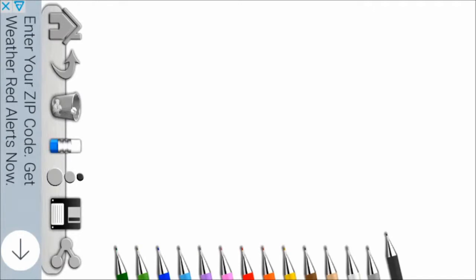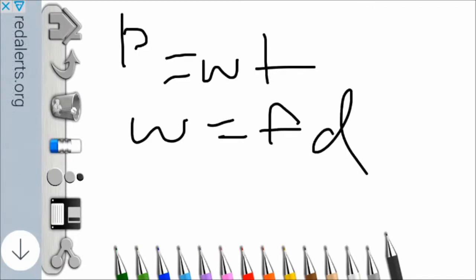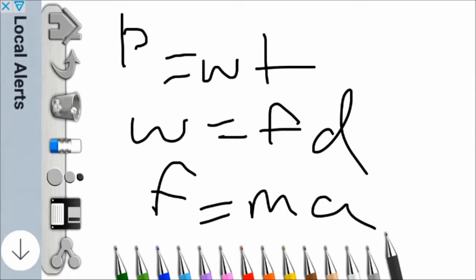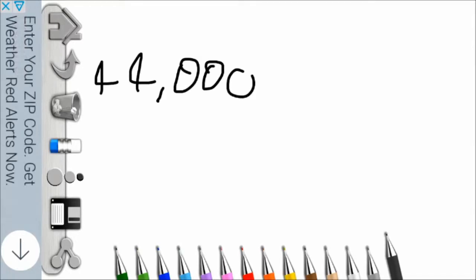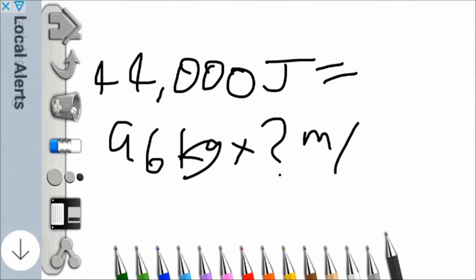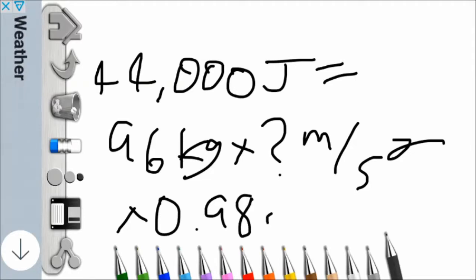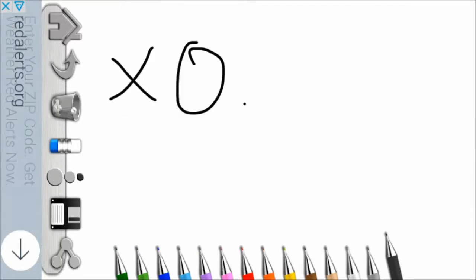LeBron James generates 9,300 watts of power when he jumps. From the previous step, we find that Hayward fell for 0.210 seconds, meaning that the King exerted roughly 44,000 joules of work on G-money, or 50,000 newtons of force. This means that James sent the 96-kilogram Hayward accelerating at 11 meters per second, at the very conservative estimate that 10% of James's total force was exerted onto Hayward.